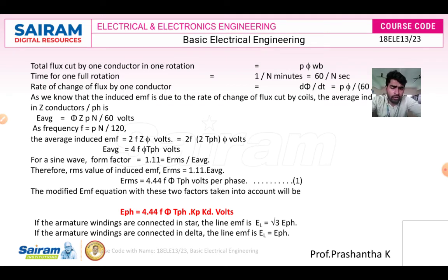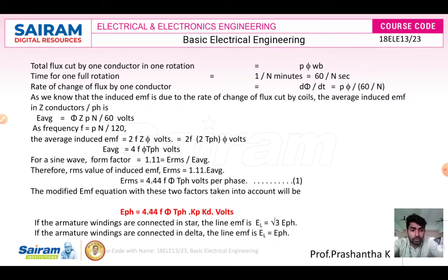Time for one full rotation is 1 by n minutes, or 60 by n seconds, right? So the rate of change of flux by one conductor is dφ by dt. According to Faraday's laws of electromagnetic induction, the average induced EMF is directly proportional to the rate of change of flux linkage. E average is equal to dφ by dt, where dφ is the change in flux and dt is the time taken for changing the flux.